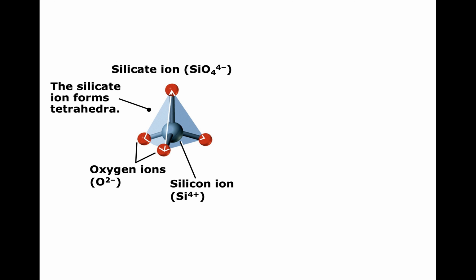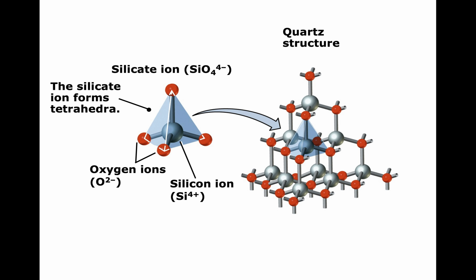And here it is written that the silicate ion forms tetrahedra. Now we go to the next picture on the right. We have here the quartz structure. Then you always have this big silicon ball inside, and these reddish balls are the oxygen. One tetrahedron is connected with another tetrahedron in the quartz structure, and quartz is a framework silicate.